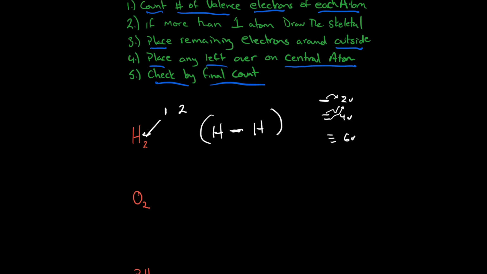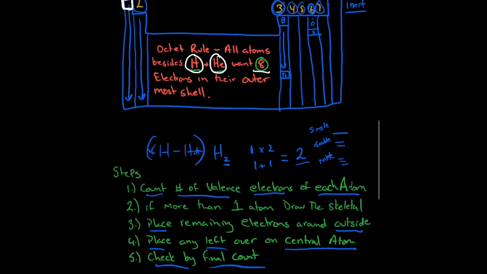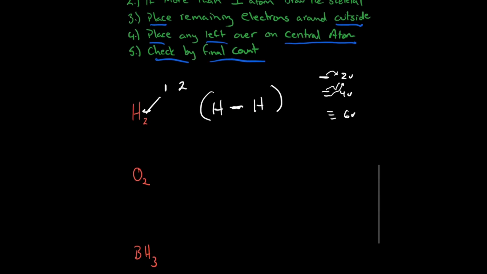Okay, so let's do the O2 Lewis dot structure. I look up here and I see oxygen is right here, and that's in group 6. So it's going to have 6 valence electrons, and I've got 2 oxygens. So 6 valence electrons times 2 is going to give me 12 valence electrons. So I write them down. Now I draw the skeletal structure. So I go O and O. And now I'm going to try to fulfill the octet rule. Remember, every atom wants 8 valence electrons. I've got 12 to play with. How are we going to do this?